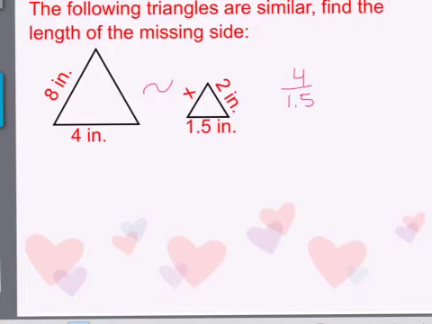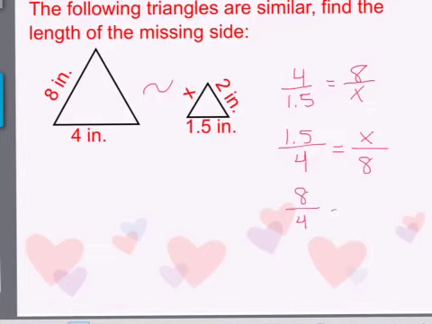4/1.5 has to be equal to 8/x. The sides are in proportion to each other. You can also write this as 1.5/4 equal to x/8. We could also do 8/4 equal to x/1.5, or 4/8 equal to 1.5/x.